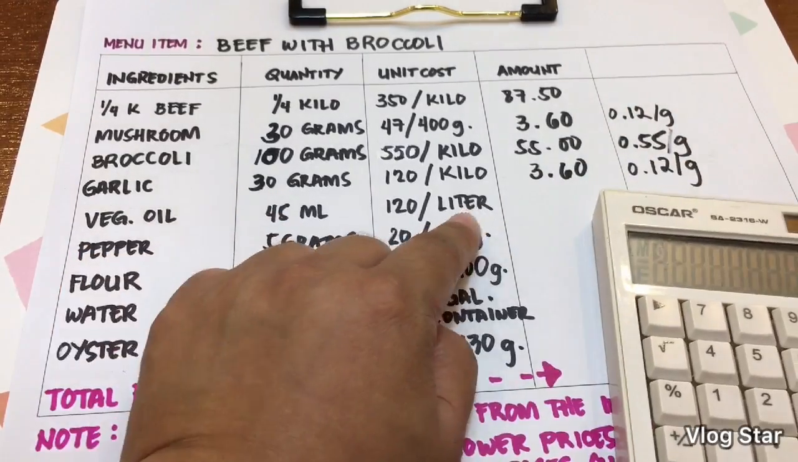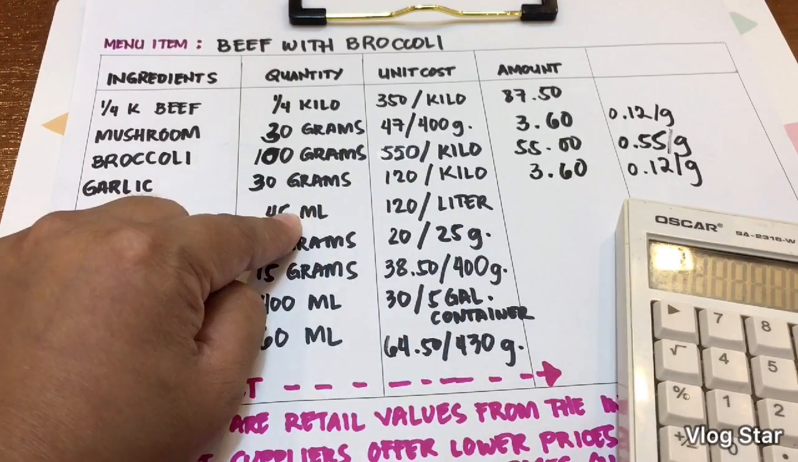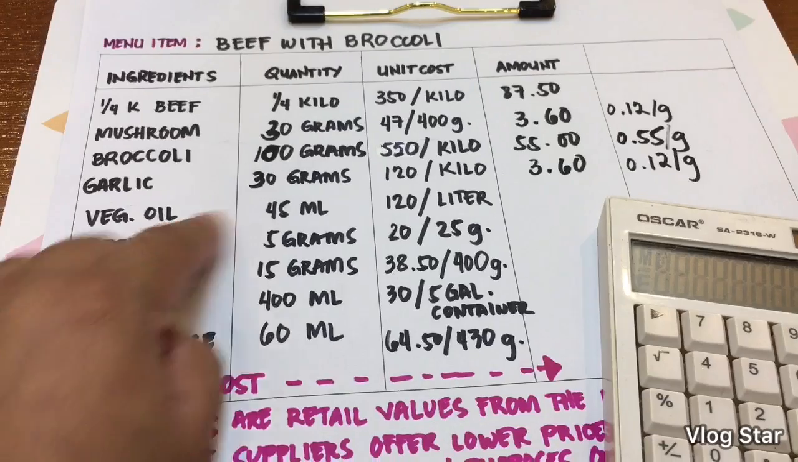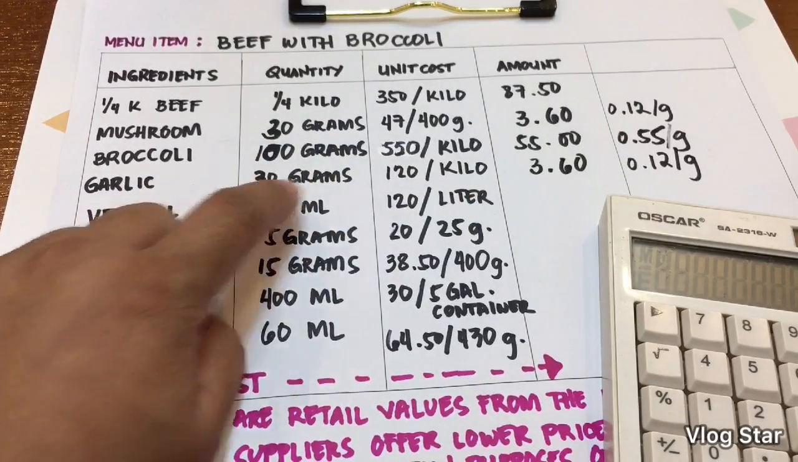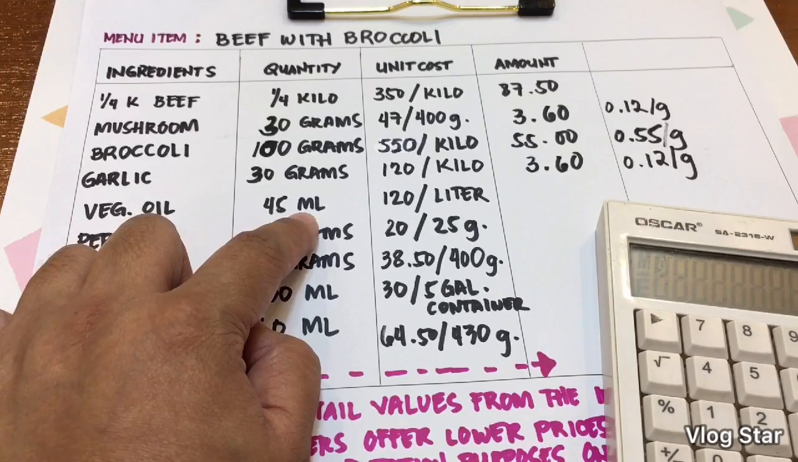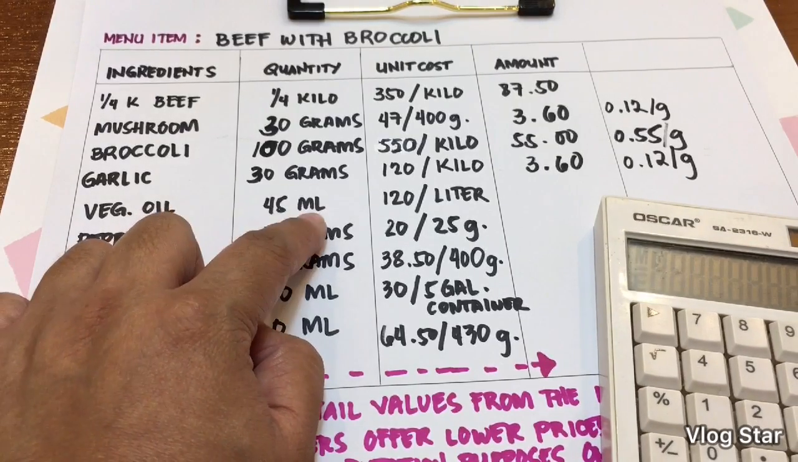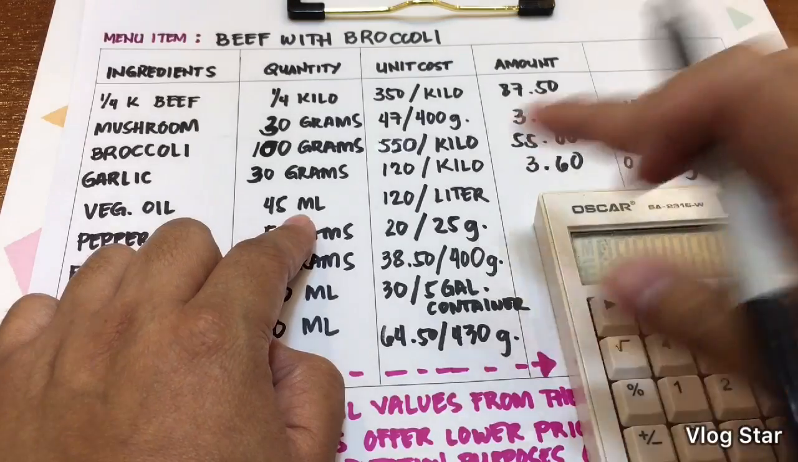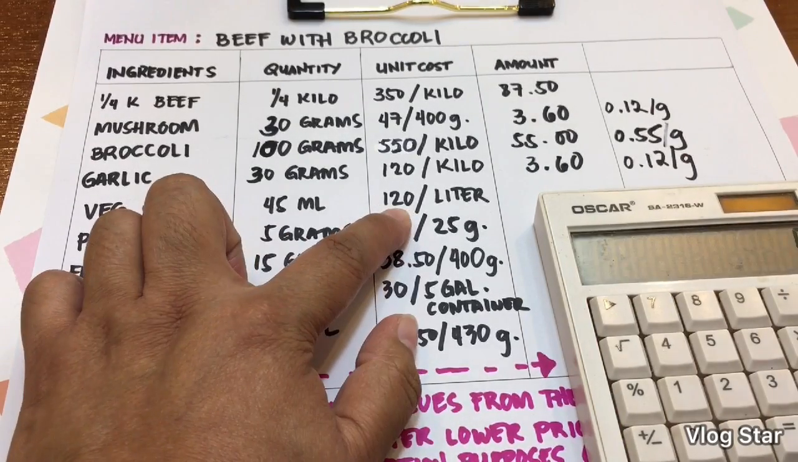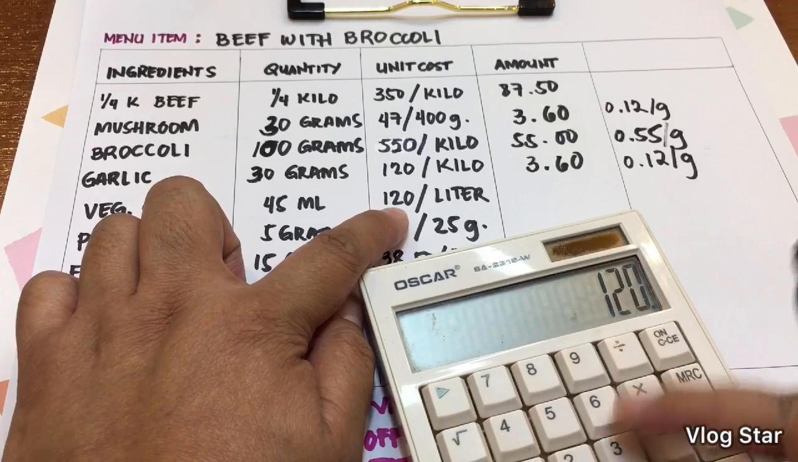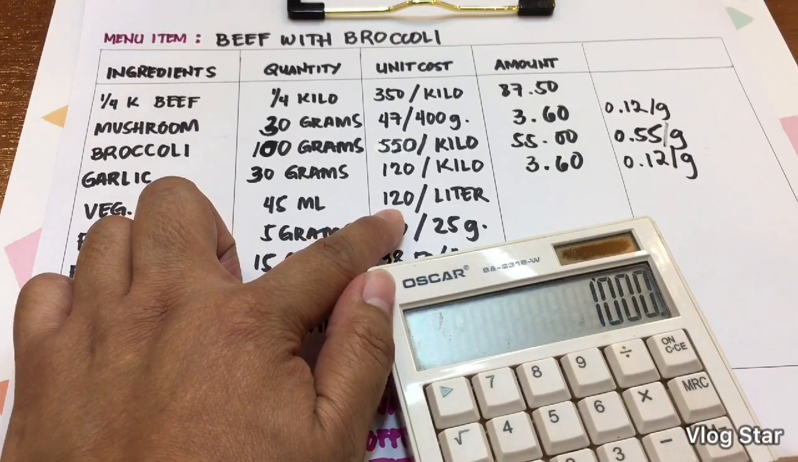And this one, parehas din ito. Yun nga lang kasi ml, liquid tayo dahil oil. So, this one, yung grams tsaka yung kilo is for mga solid. So, dito tayo sa liquid naman. Same as grams and kilo, yung ml, 1,000 din in 1 liter, di ba? So, yung 120, i-divide din natin sa 1,000.